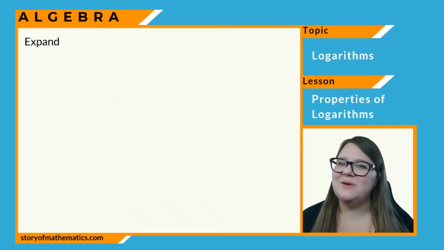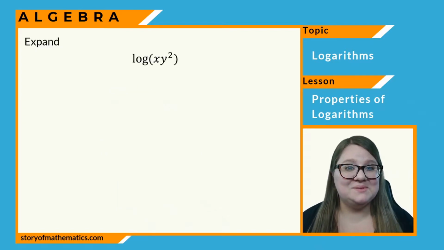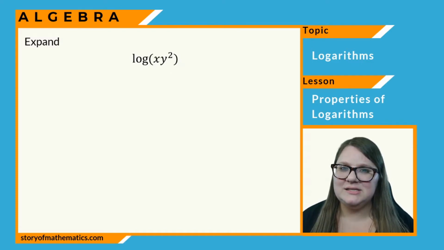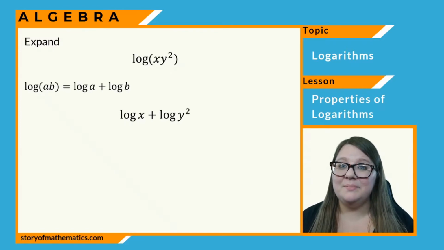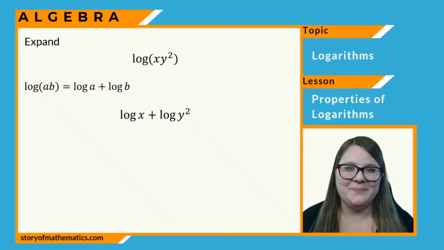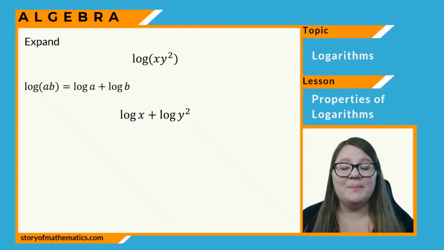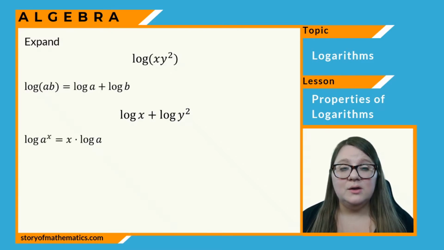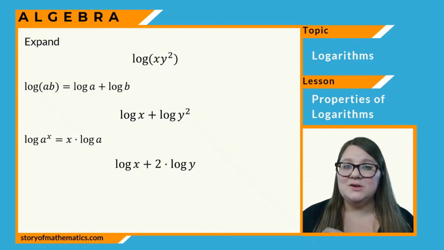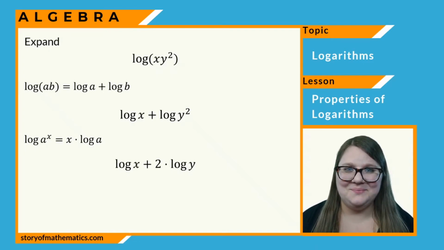Now, let's use this to expand log of x times y squared. The first thing I need to do is recognize that I'm multiplying x and y squared inside the logarithm, so I'm going to use that product rule. So I can split this up to be log of x plus log of y squared. Now, you might be tempted to stop here, but because there's an exponent on the y, I can actually continue further using my power rule. I'm going to bring that 2 down in front of that log. So now I have log of x plus 2 times log of y.